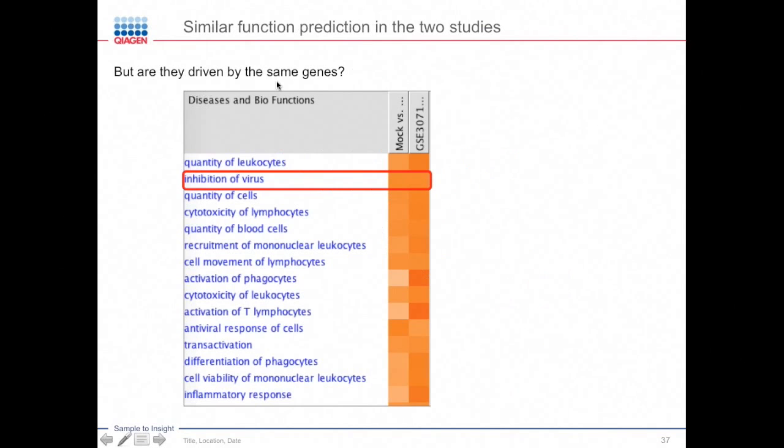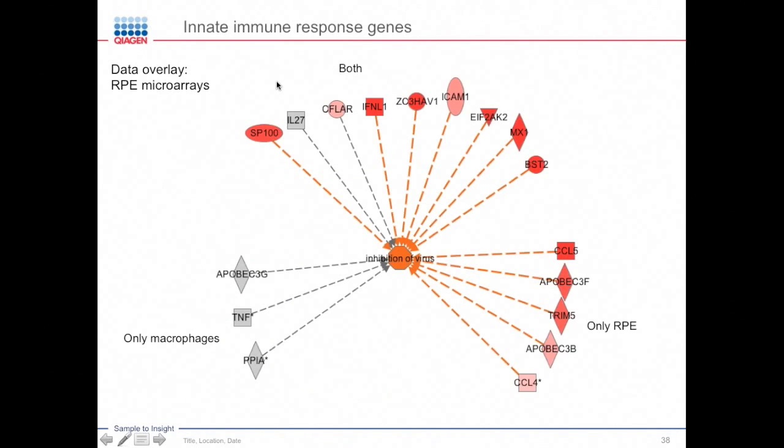Anyway, this is the inhibition of virus. This title's wrong. It was supposed to be the inhibition of virus. And what you see is the red ones are the RPE ones. And these were only changed in the RPE. They weren't changed in the macrophages. These were changed by both.